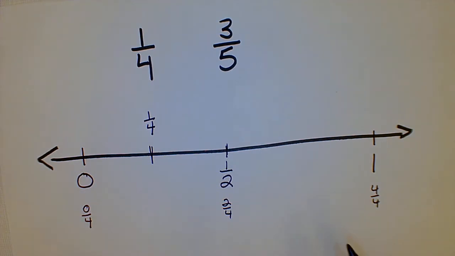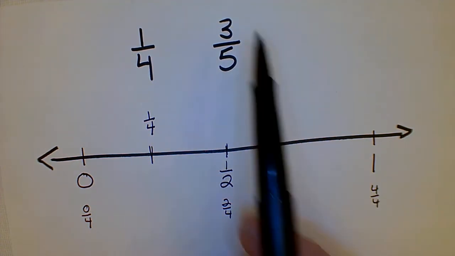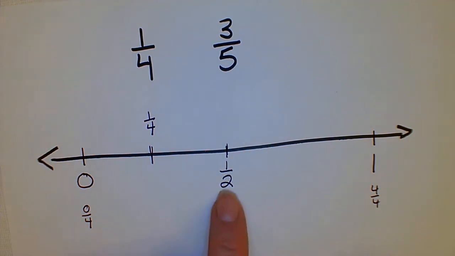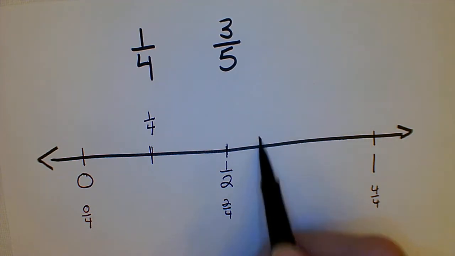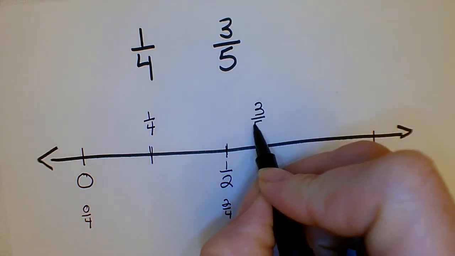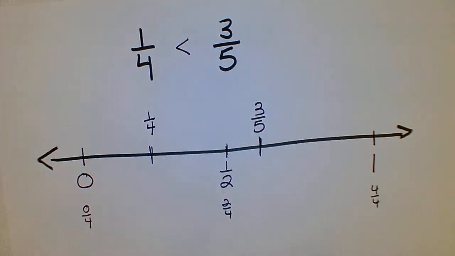Now I can do 3/5, and if I want to put 3/5 on here, I don't know if you remember, but I know I keep driving this home to you guys, that fifths are one of those weird ones, and 3/5 is going to fall between 1/2 and 1, closer to the 1/2. And I'm going to show you that in a second, but let me go ahead and put that in. So this is where 3/5 would go. So now I know that 1 fourth is less than 3/5.